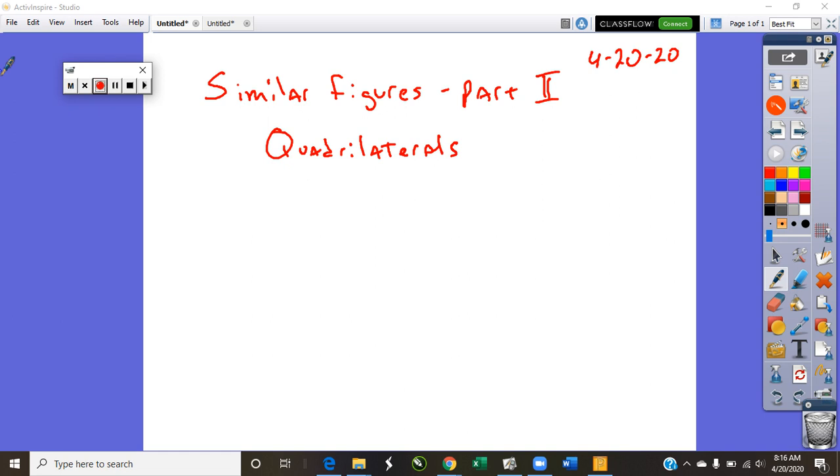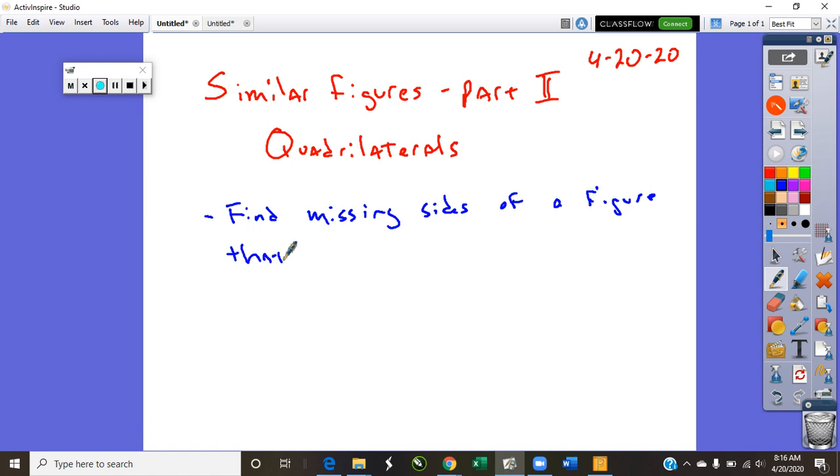Okay, so again, our objective is going to remain the same. Our objective is to find missing sides of a figure that is similar to another figure, and we're going to do this by using a proportion.